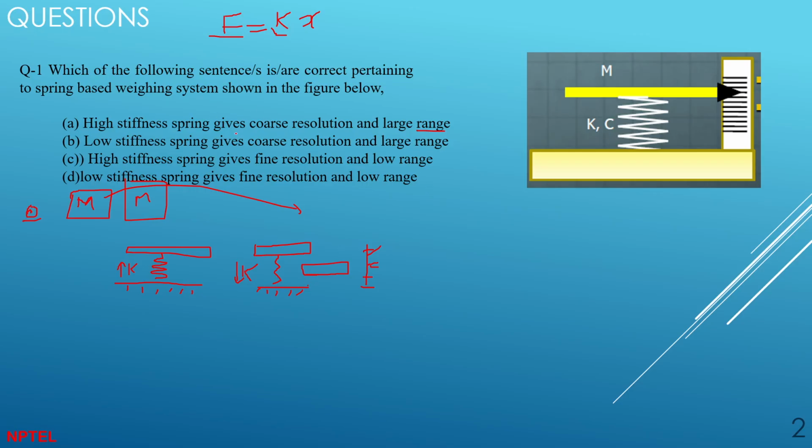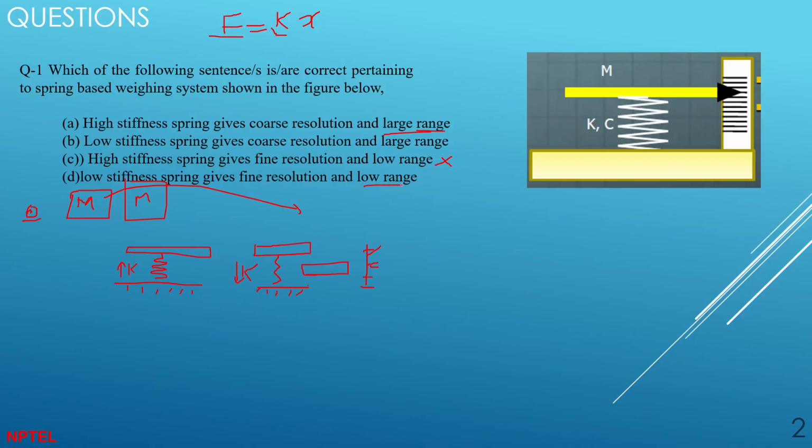So you see the options. If high stiffness, then it can take a high range. So this one will be wrong because it's a low range. This looks like a good option. And if you see the low stiffness one, low stiffness, low range, right? As I told you, it can take only low range masses.